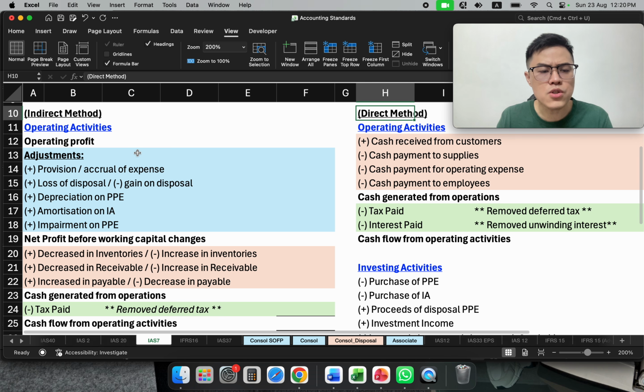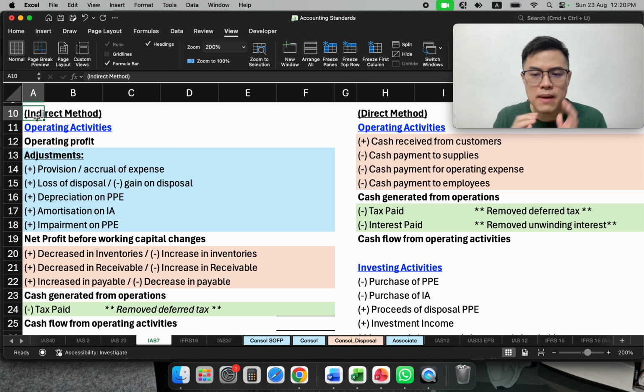Now, let's start with the operating activity. The indirect method is the most common method. In the indirect method, we reconcile from our profit to cash flow. What does it mean to reconcile? In preparing the statement of profit or loss, we are looking at accrual accounting. Accrual accounting means anything that I have performed but haven't received money for, I record. Any expenses that I actually incurred but haven't paid, I will record, regardless of receipt or payment.